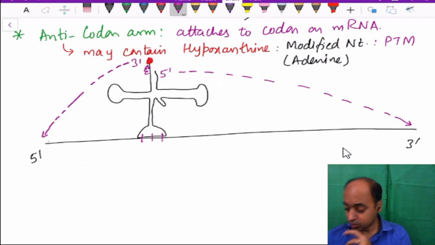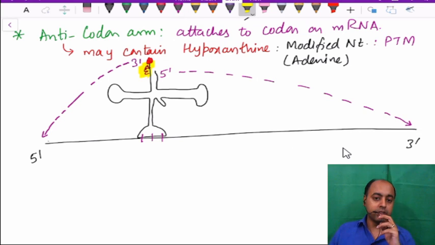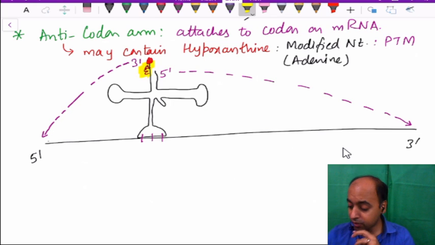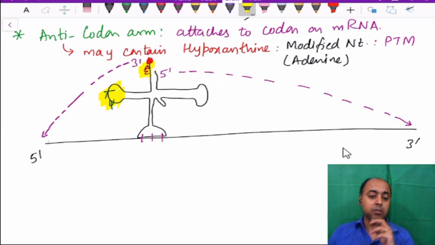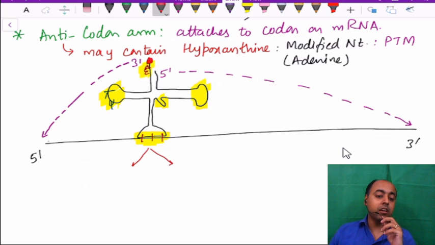Alright, so I'll highlight the segments. This is the acceptor arm. On one end, we can have the T and the psi, then it becomes the T psi C arm. The opposite arm will become the D arm. This is the variable arm, and this is the anticodon arm. Let's highlight or magnify the anticodon arm.